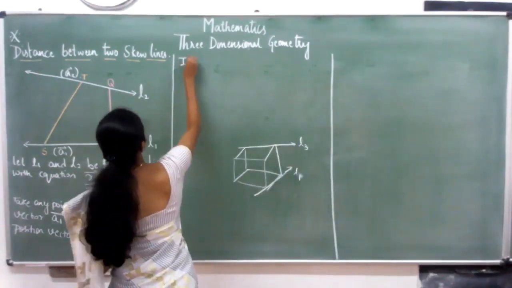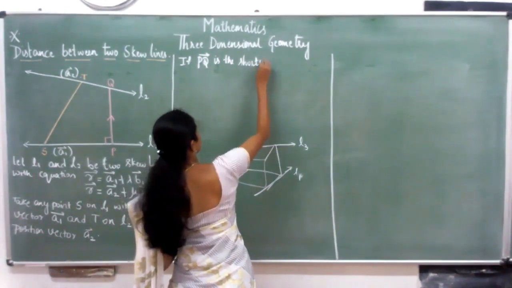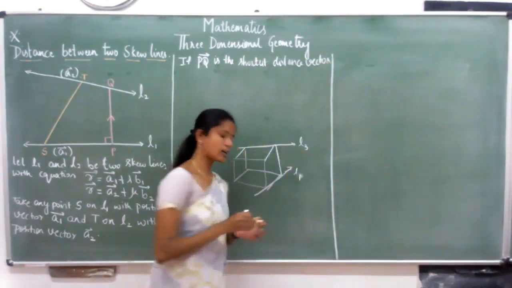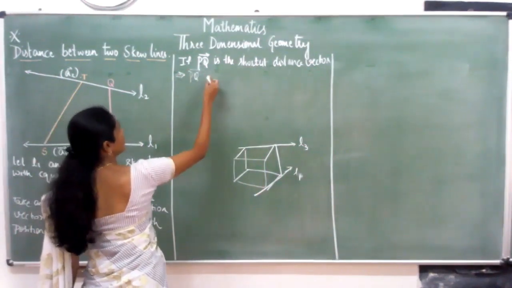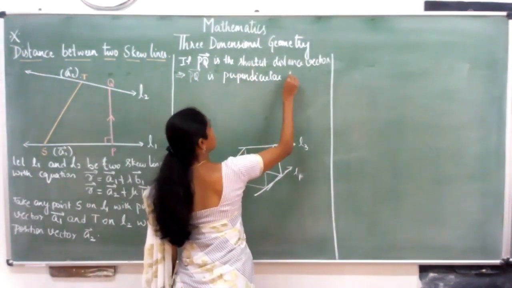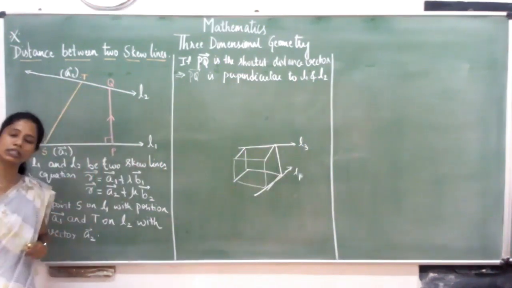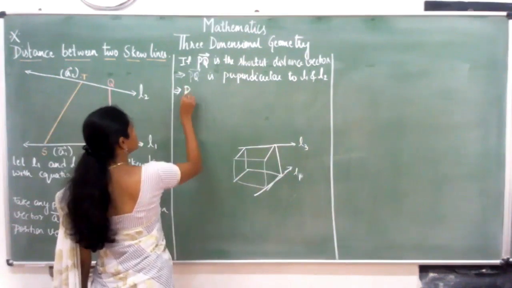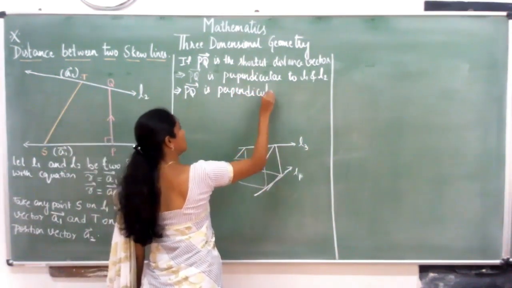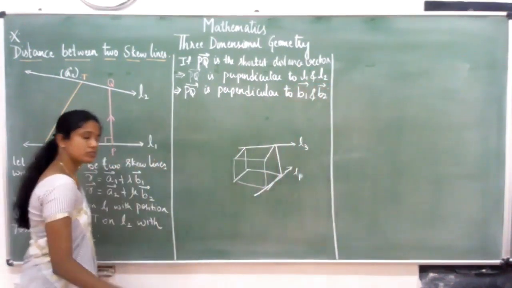So if PQ is the shortest distance vector, then this implies that the vector PQ is perpendicular to the line L1 and the line L2. This PQ is perpendicular to both the line L1 and L2. And this also implies that vector PQ is perpendicular to vector V1 and vector V2. This you should imagine now.